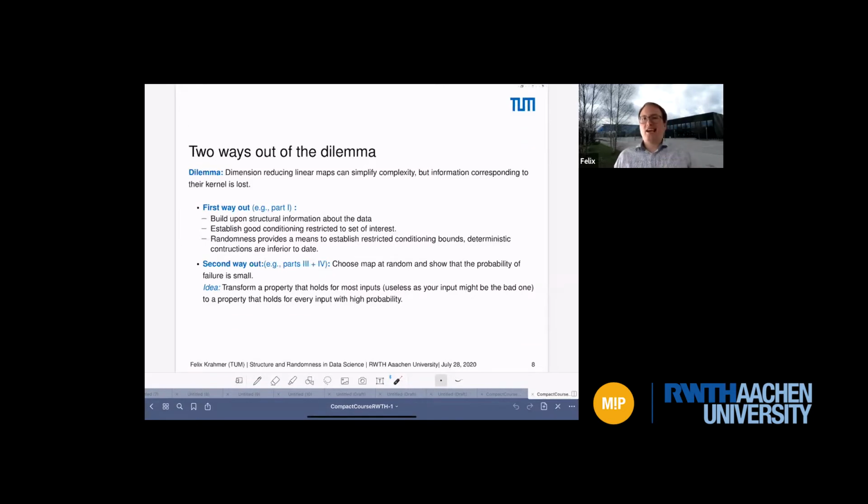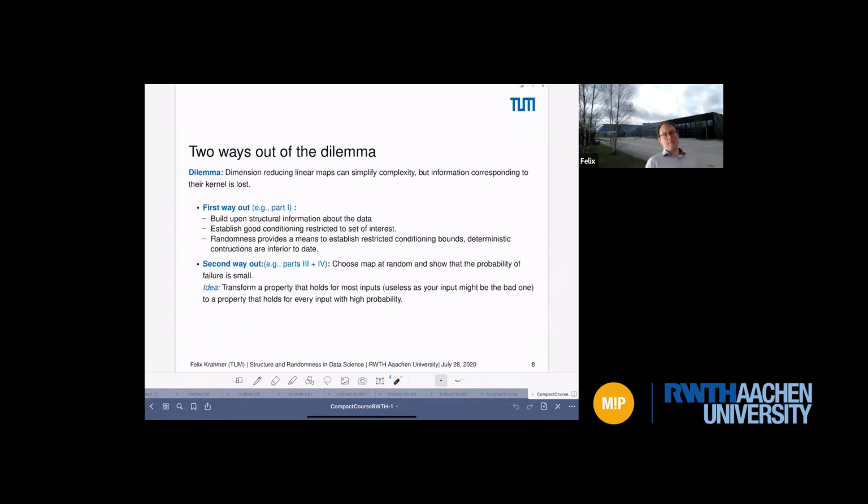And then we only seek to get good conditioning restricted to the set of interest. So we don't care that there are some vectors in the kernel, as long as we know that these kernel vectors are not aligned with the structural constraints that we have with our data. So there could be vectors on which the map behaves badly. We just know that it's not the ones that we intend to recover.